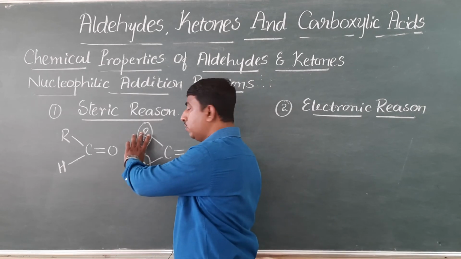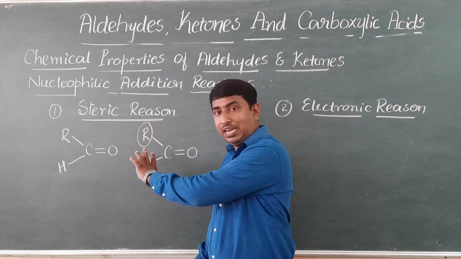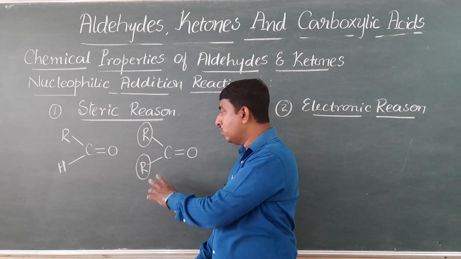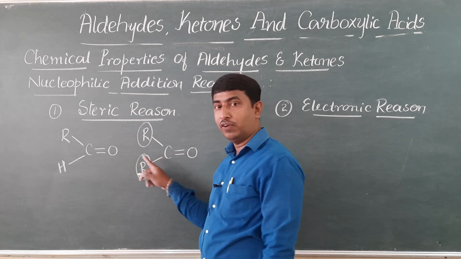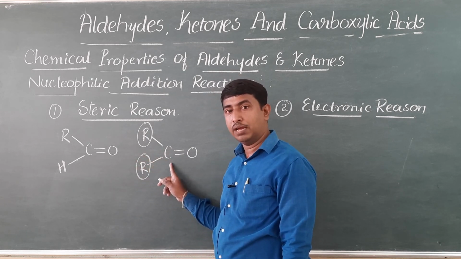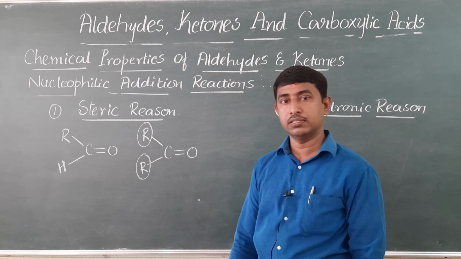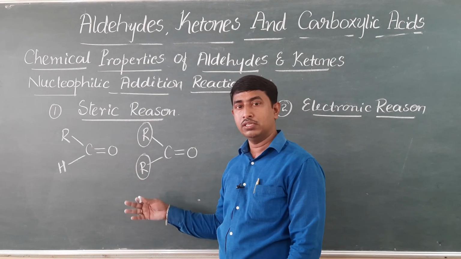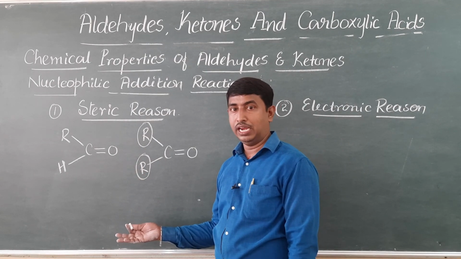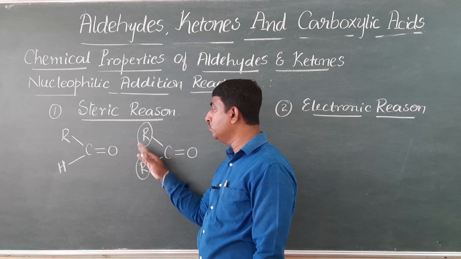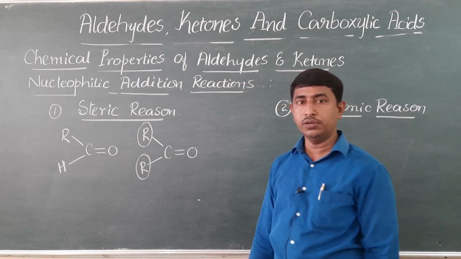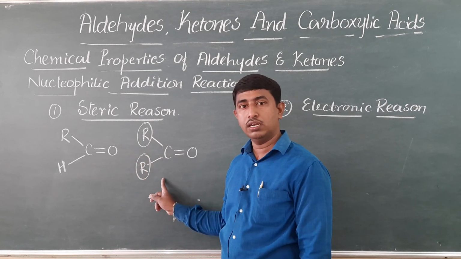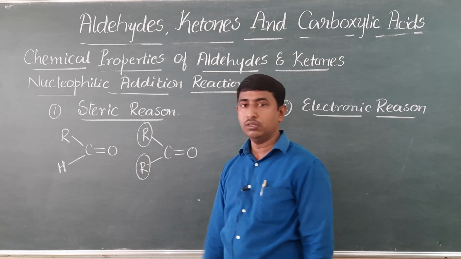The presence of two bulky alkyl groups, which are electron rich, and the nucleophile, which is also electron rich, means that once the nucleophile comes near the carbonyl carbon atom, repulsion takes place, because the nucleophile carries a negative charge and alkyl groups are also electron rich species. So due to steric repulsion, ketones are less reactive compared to aldehydes.